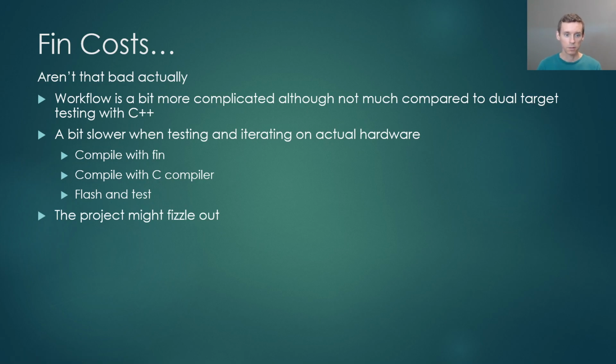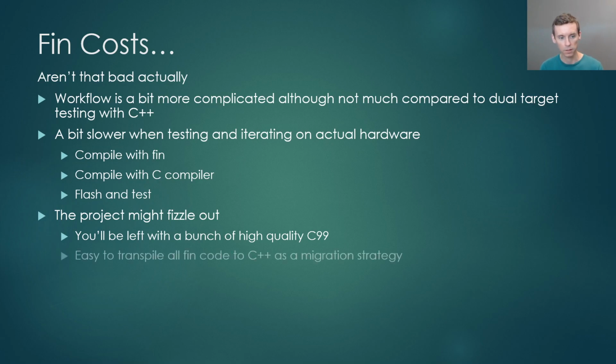Now the other risk too is that the project might fizzle out. And we've already talked about that you'd be left with a bunch of high quality C99, so not the end of the world. If we really decided that Fin was just unviable for some reason, which I don't think is going to happen, it wouldn't be that hard to add another transpiler to Fin to migrate everything to C++, as a migration strategy, because Fin is actually very similar to C and C++. That wouldn't be too hard to do.